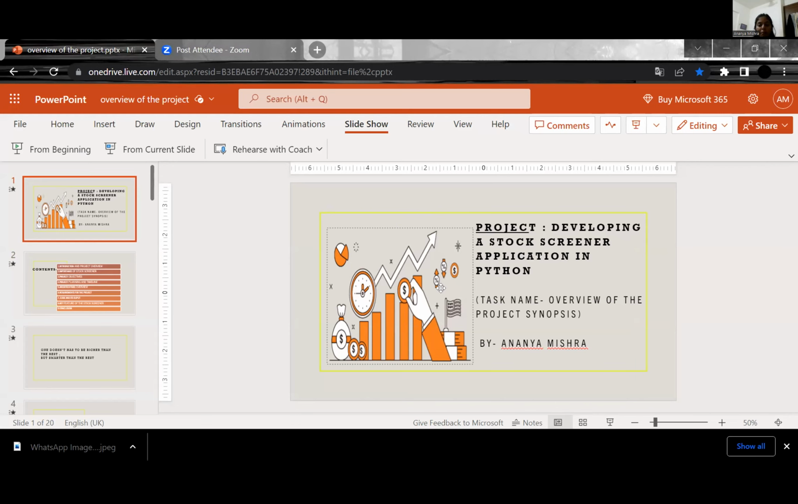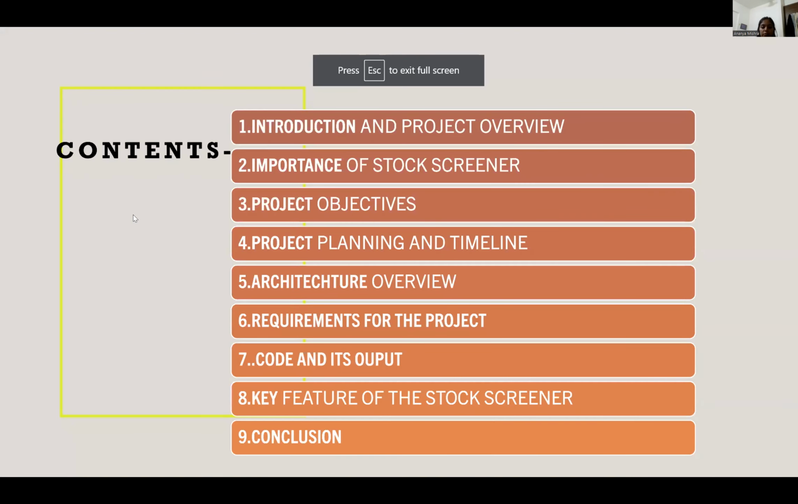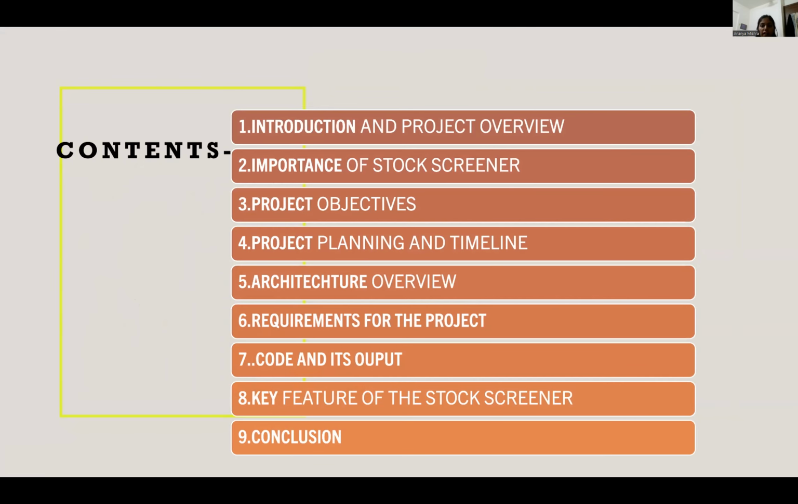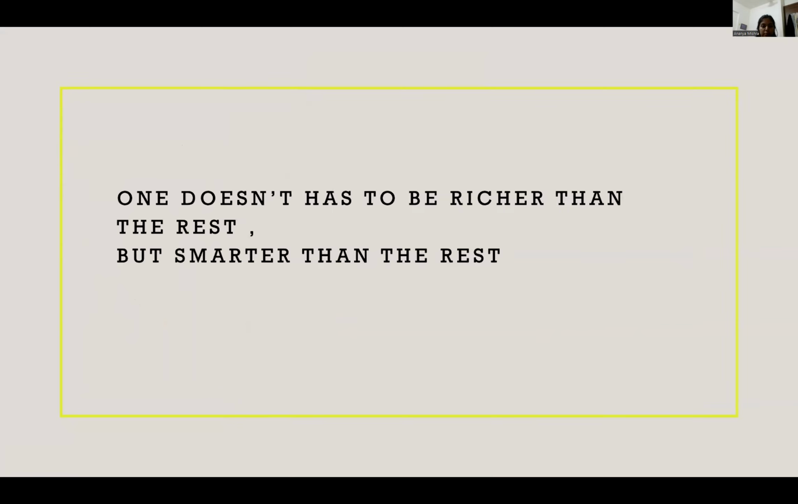Good evening, everyone. I'm Ananya Mishra, and I'm an intern in the Python programming domain. The name of my project is developing a stock screener application in Python, and the task name is overview of the project synopsis. These are the contents that we are going to discuss. First is introduction and project overview, then importance of stock screener, project objectives, project planning and timeline, architecture overview, requirements for the project, code and its output, key features of the stock screener, and finally the conclusion.